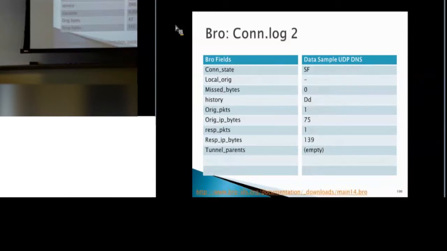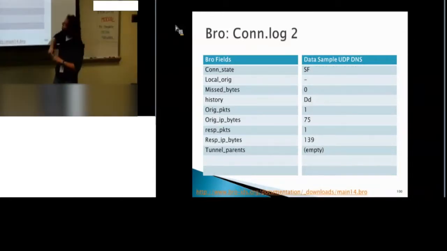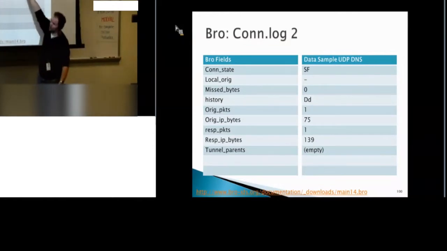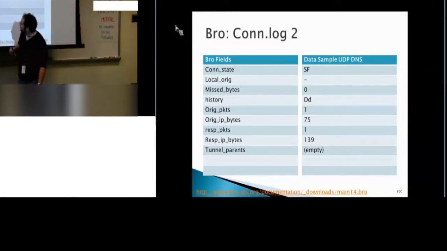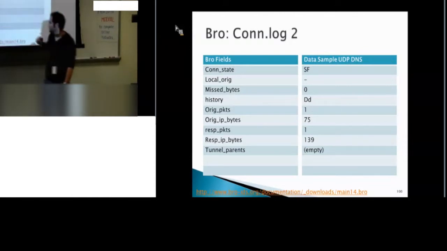Next slide. The state, this is something we'll get into. Remember how Argus had those weird ones? This is a little bit better. Local missed bytes, history, we'll get into what that means. Original packets, IP bytes, responders both ways, if there's any tunnel parameters. And all this you can find on this site here.